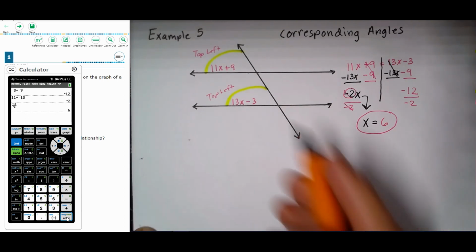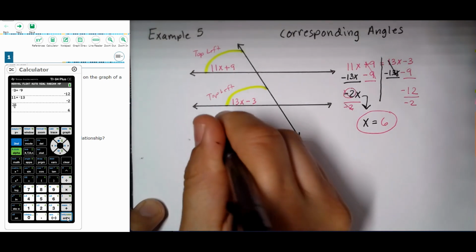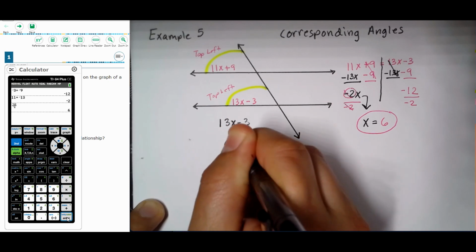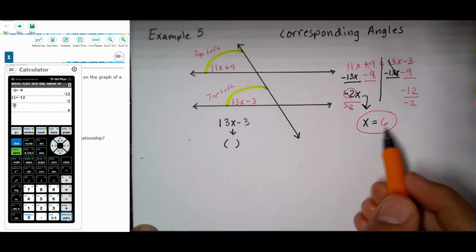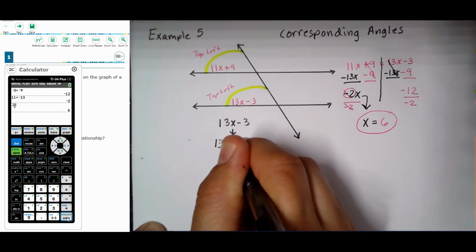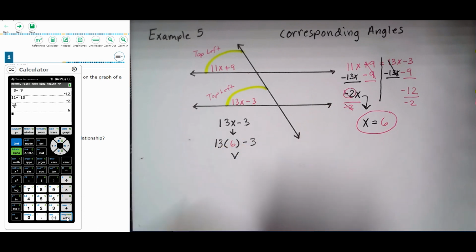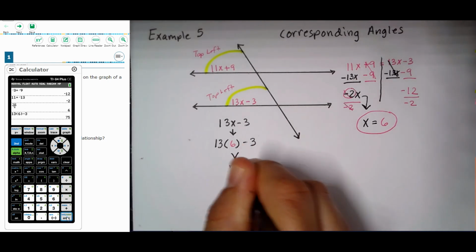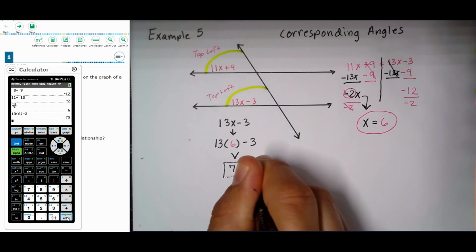Now I'm going to use this bottom left one, so I'm going to rewrite 13x minus 3. The only difference is I am going to replace x with what we found x was equal to, which is 6. So I actually have 13 times 6 minus 3. I'm going to put that into my calculator to evaluate it. So 13 times parentheses 6 minus 3, and that gives me 75. So this angle is 75 degrees.